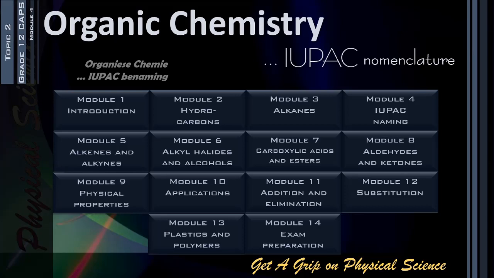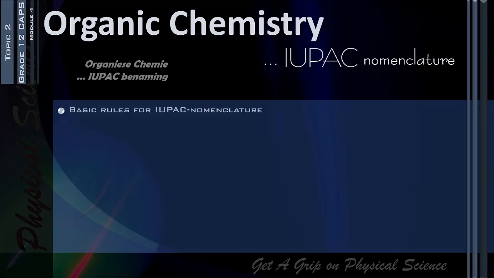In Module 4, I will explain the naming of alkanes to you. Now, IUPAC is just an abbreviation that we use for the International Union of Pure and Applied Chemistry. And the nomenclature is just a set of basic rules that we use when we name the organic molecules. These rules are compiled by the International Union of Pure and Applied Chemistry, and in this presentation I will only cover a few basic rules that are applicable to the work that we do in grade 12.